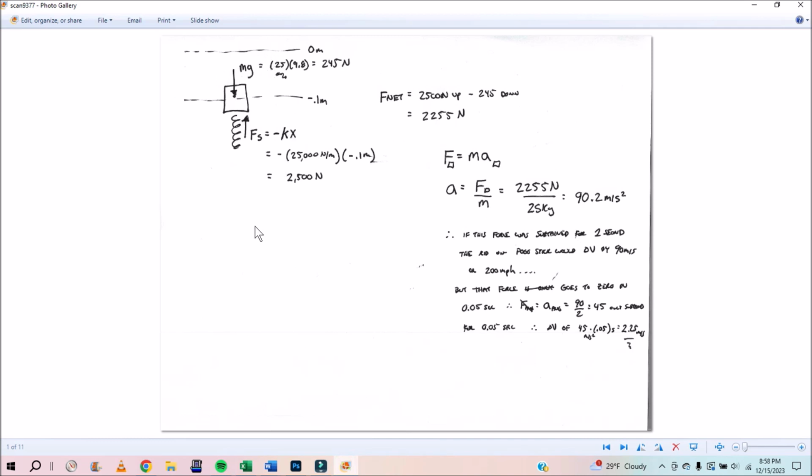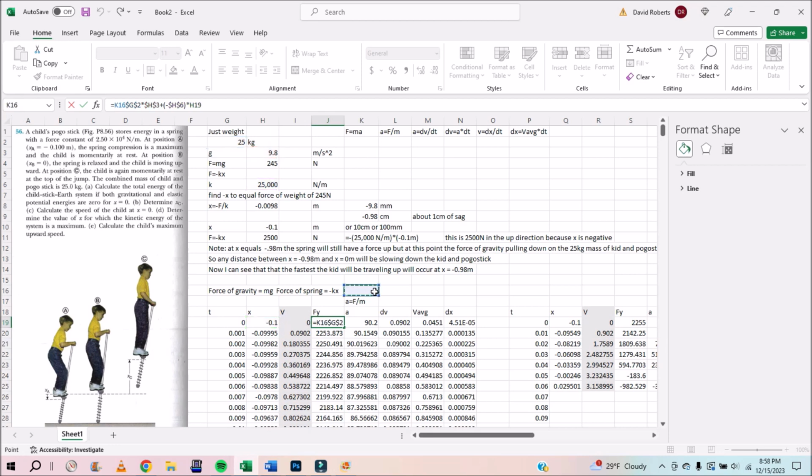So if you sum the forces, you'd have negative mg plus negative kx. It seems like you're subtracting two things, but if this is negative, it becomes positive. So you have negative mg plus, it's 25,000. It should be this simple. The other stuff doesn't get too complicated. Okay, so here's your net force, and it's pushing up right at the beginning, right at your initial position.